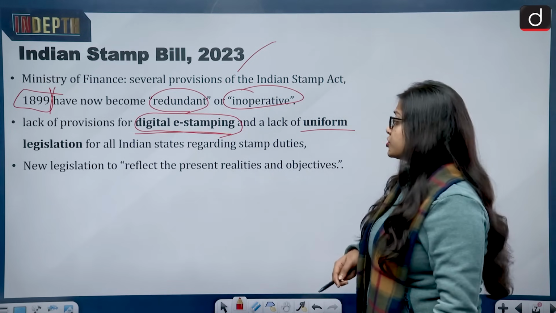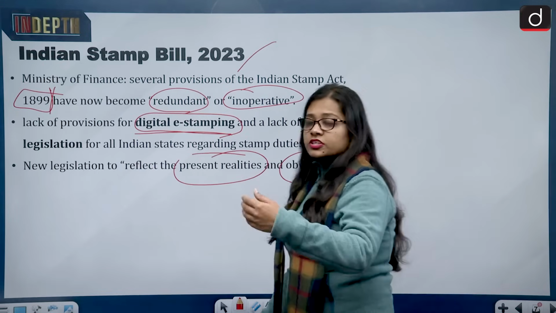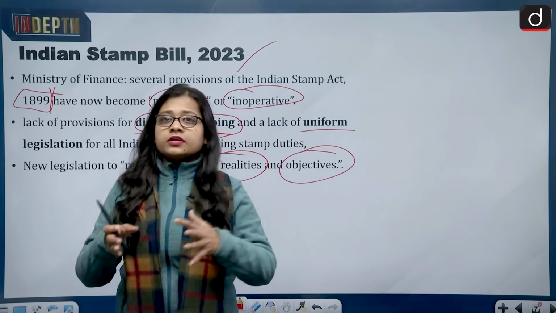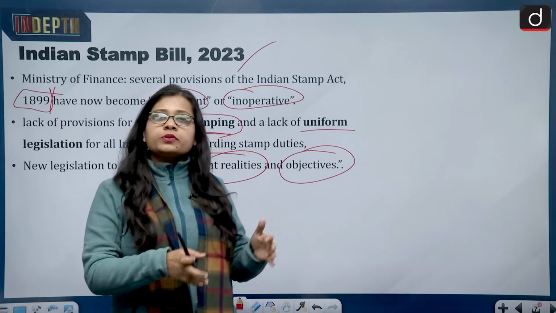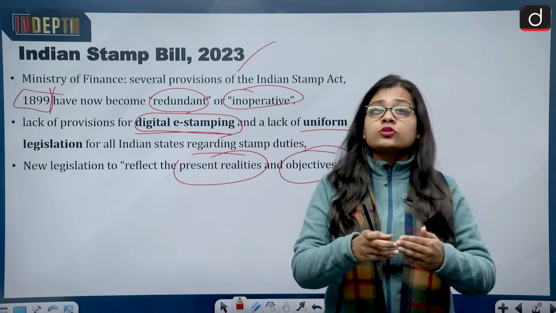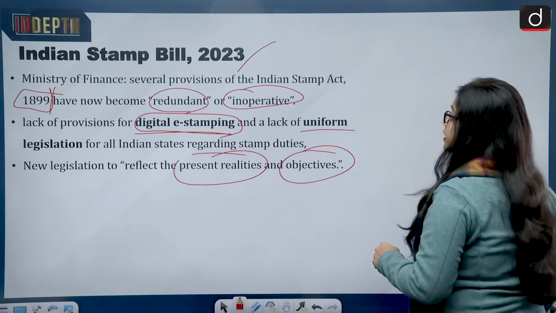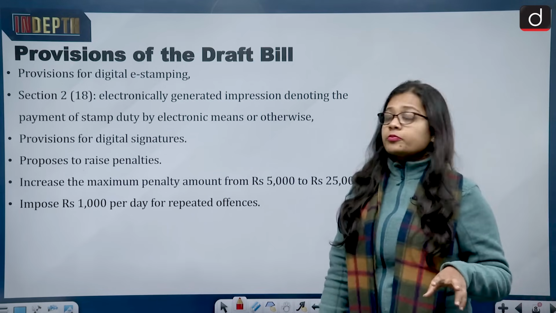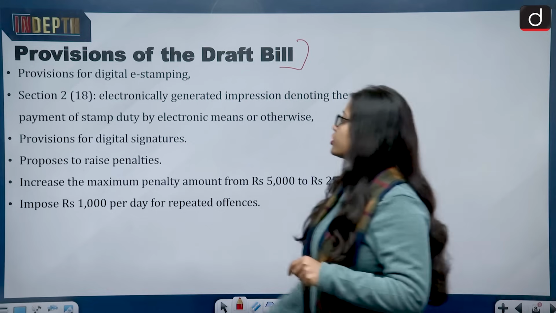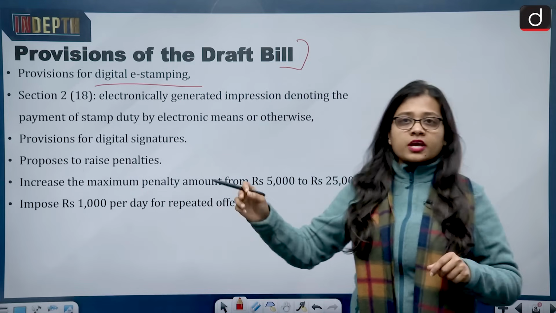Then, new legislation is needed to reflect the present realities and objectives. With changing time, the nature of things also changes. So with time, the act also needs to be updated with regard to present day realities and the present day demands of the country. So these are a few of the reasons behind the Indian Stamp Bill 2023. Now, a few of the provisions of the draft bill. That is, provisions for digital e-stamping. As I just discussed, the digital aspect needs to come into the picture.